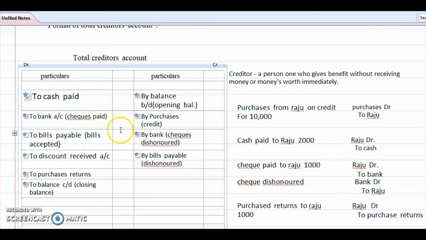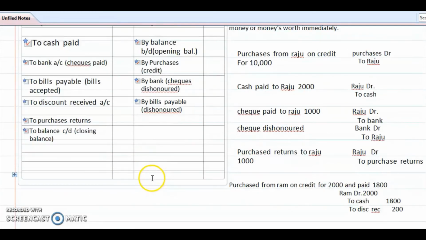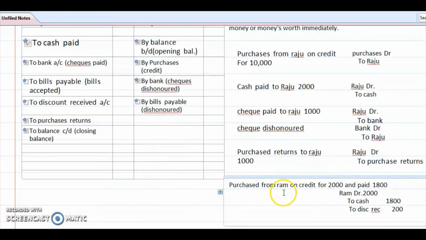So, next one, purchases from Ram on credit for 2000 and paid rupees 1800. So what entry will you make? We purchased from Ram on credit for rupees 2000, but we paid only 1800. So what is the meaning here? We received a discount of 200. Okay, so what entry will you write?